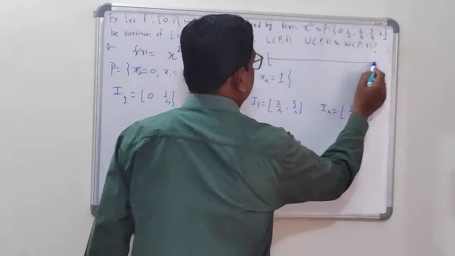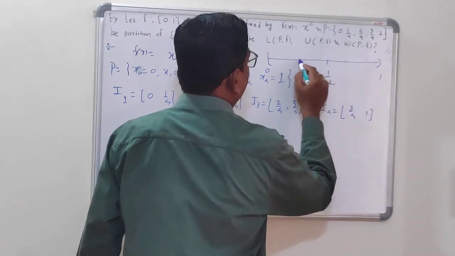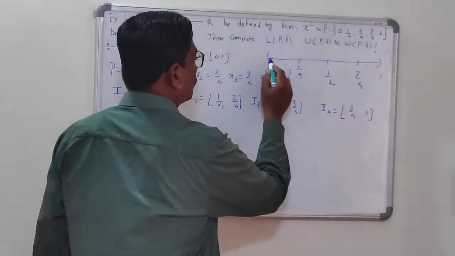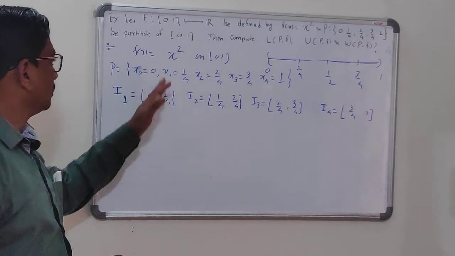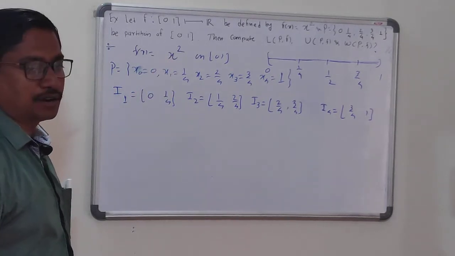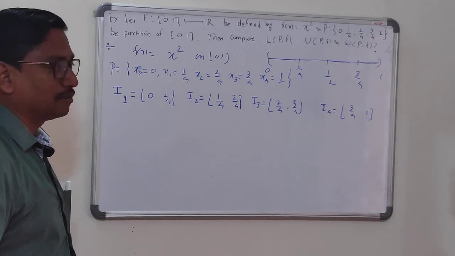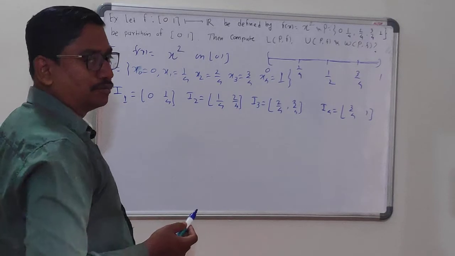All are equally spaced. This is your closed interval 0, 1. Now I have taken this as 1 by 2, half of this, and half of it 3 by 4. So there are a total of 4 subintervals. And look at this, this is a parabola. You can see the graph of the parabola is increasing. So the function is increasing.